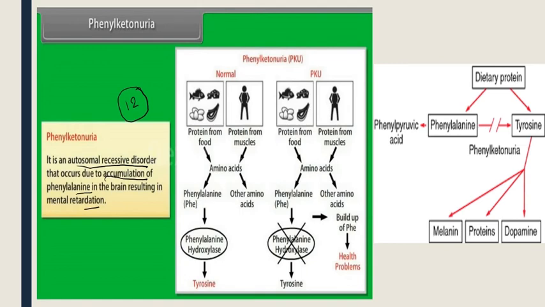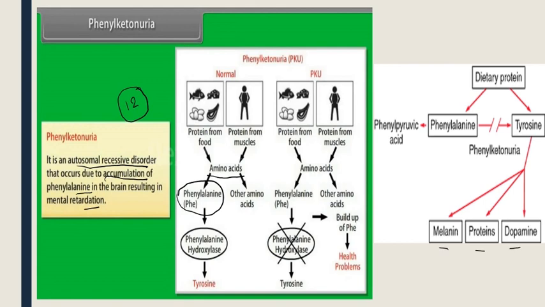Okay. Now what happens in a normal person? We are eating a protein diet. We eat fish, we eat legumes, pulses, egg. All these protein foods, the proteins from the food we take in and the proteins from our muscles, break down in our body during digestion and develop amino acids. Different types of amino acids are formed, and one of the amino acids formed is phenylalanine. Usually this phenylalanine is digested by the enzyme phenylalanine hydroxylase and it is converted to tyrosine. This tyrosine is converted later to form melanin pigment and different proteins in our body. Okay, it also forms a neurotransmitter, dopamine.